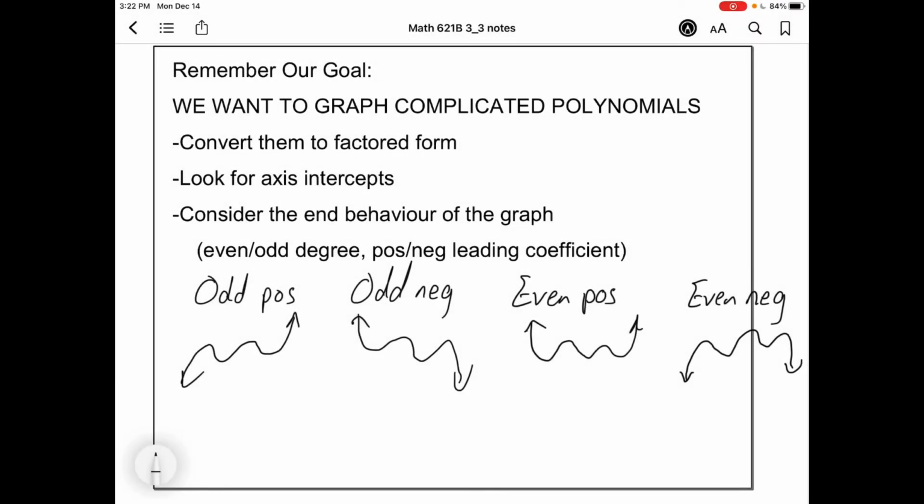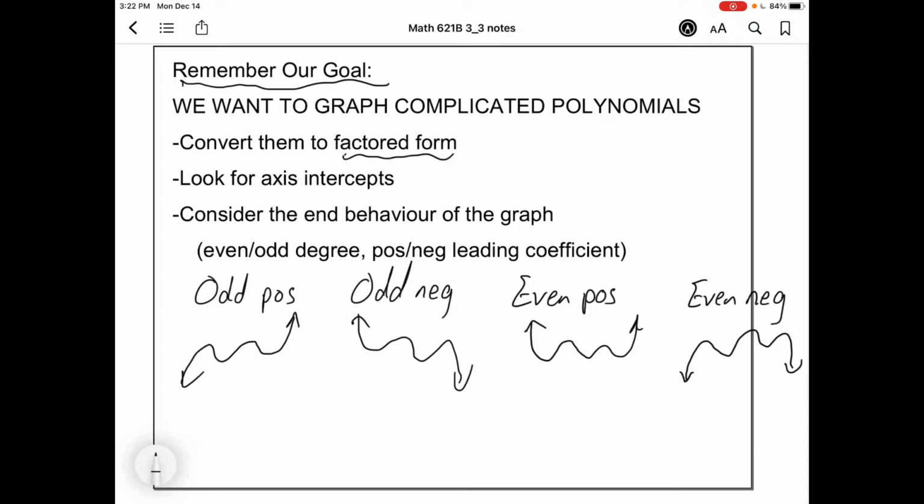Hi folks. Today we're going to look at actually factoring some polynomials. So we'd spent 2 days on dividing, both using long division and synthetic division, but maybe we should remember our goal. What we want to do in this chapter is be able to graph complicated polynomial functions, and the sort of hack to doing that is to convert them to factored form.